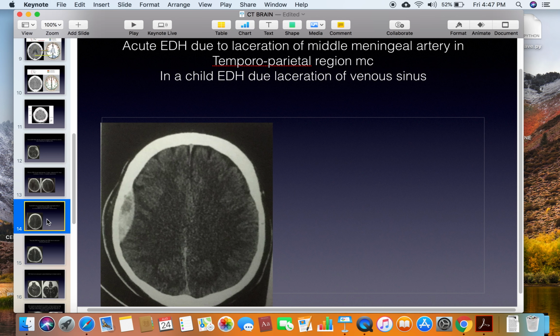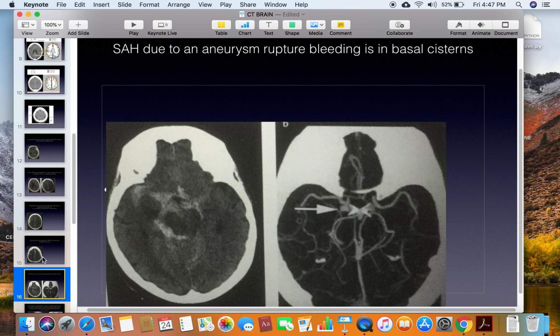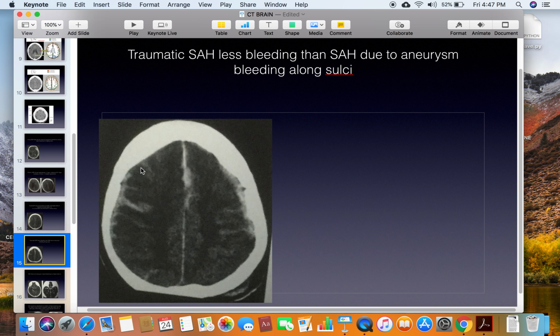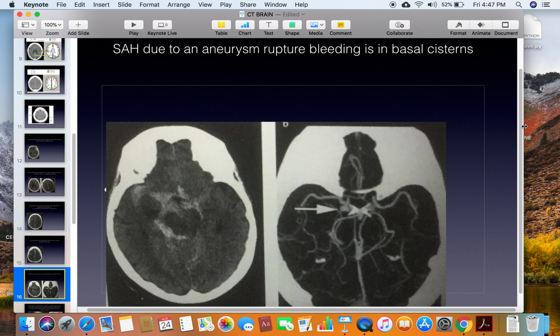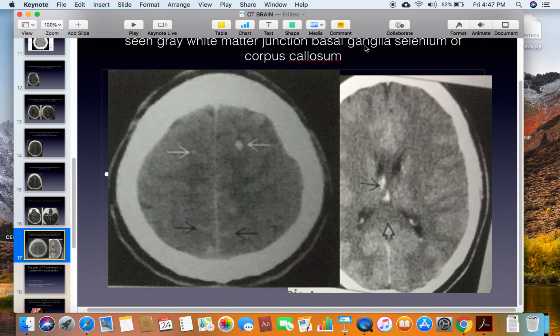The difference between a traumatic and a non-traumatic subarachnoid hemorrhage is that typically in case of trauma, you see blood mainly along the sulci, whereas in case of an aneurysm, you see blood along the basal cisterns. So an important thing to remember.